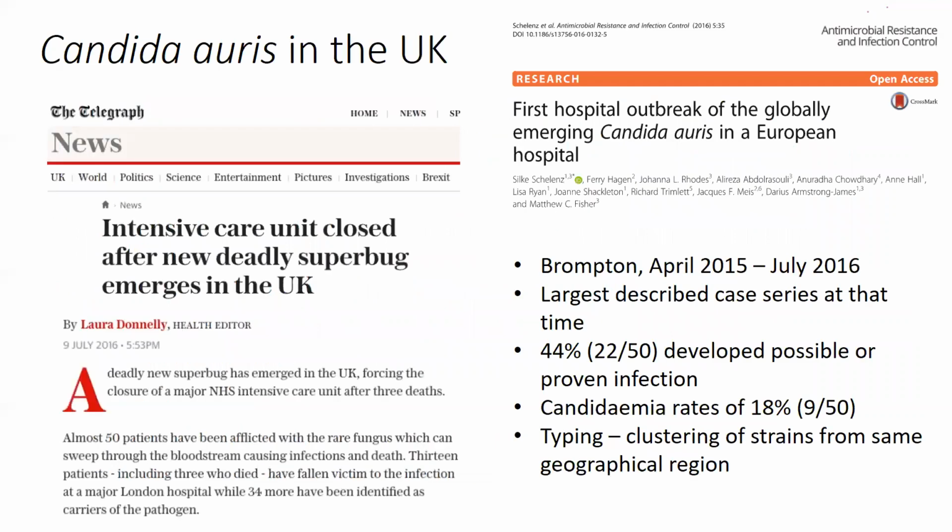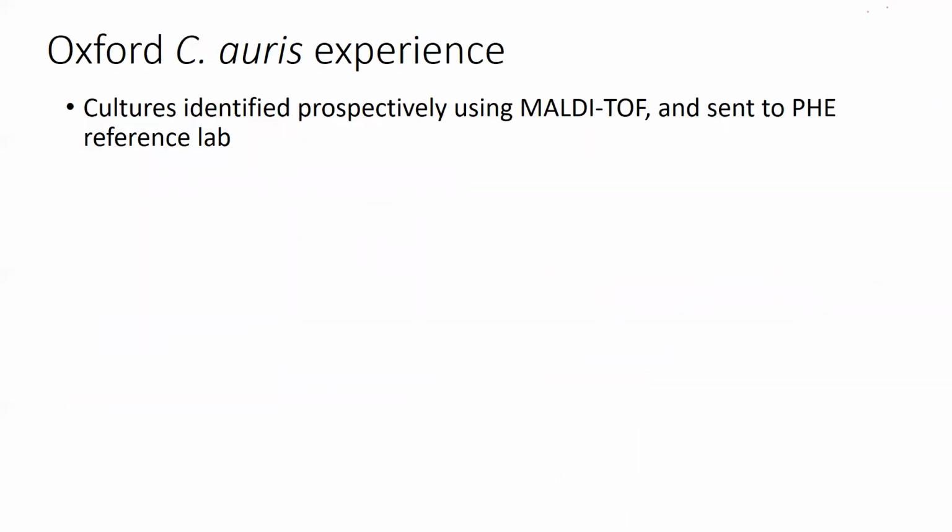So that's the background, and then what happens for Candida auris in the UK? When does it start being a problem? The first real awareness of this is in the summer of 2016, when a large outbreak is described at the Brompton Hospital, and you can see some of the numbers I've pulled out there. Nearly half of patients developed some form of invasive infection, and about a fifth developed candidemia, and some typing done by Public Health England showed that these strains were from the same geographical region. So what this did was alert us to the problem.